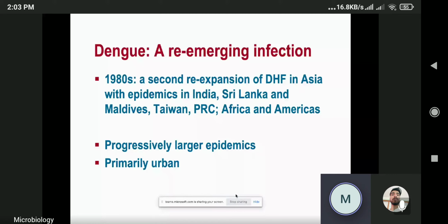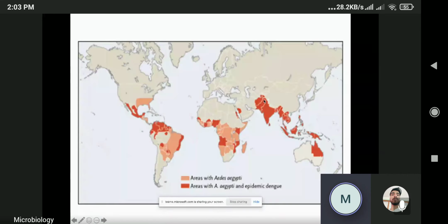See, these are the areas, including India, Nepal, and Sri Lanka. These are the areas affected by dengue, where Aedes aegypti is commonly found. Now, the reasons for the re-emergence of dengue.